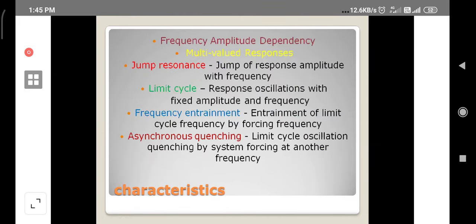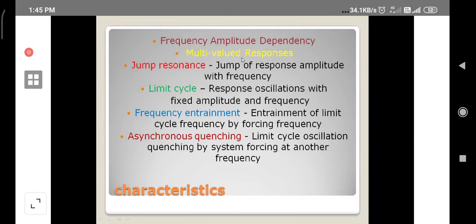Then again, the characteristics will continue. Here, some more characteristics are here. Frequency and amplitude dependency: the nonlinear system will depend on the amplitude of the input as well as the frequency. If the amplitude increases, it is highly sensitive to the input amplitude. The system's character will not be predictable. It may change abruptly, a sudden change will be possible. And each one will be discussed later in the coming slides.